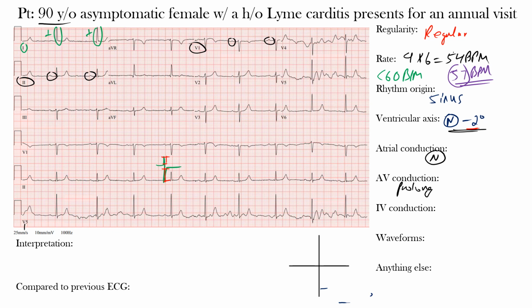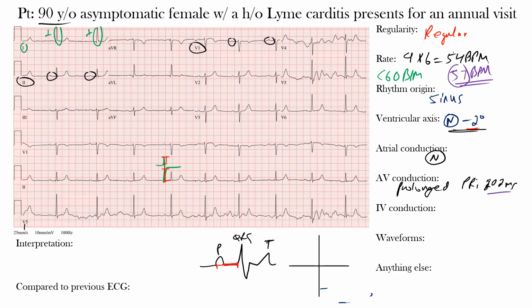So AV conduction is prolonged. The PR interval was 202 milliseconds, so above that 200 millisecond range. And if you look here, remember when we talk about the PR interval, imagine this is our P wave, our QRS complex, and this is our T wave, okay? And we're looking at the PR interval. That means from the beginning of the P wave to the beginning of our QRS complex is our PR interval. Normal between 120 to 200 milliseconds, and we said this one is slightly prolonged, okay?